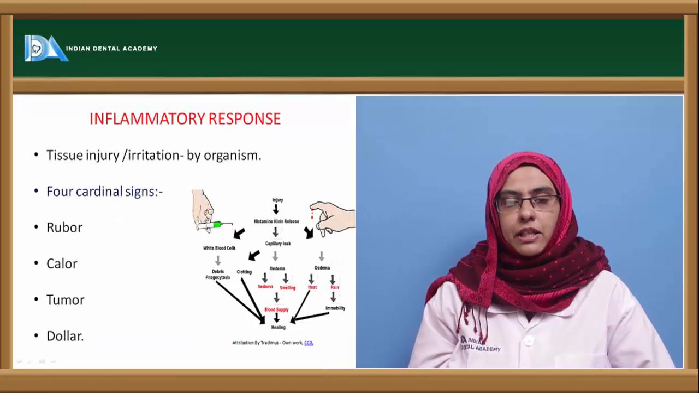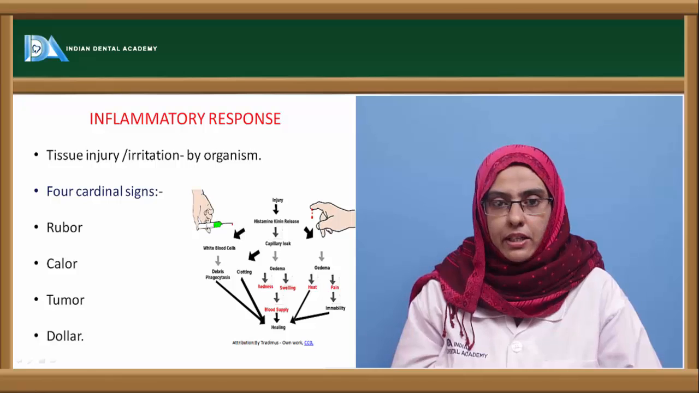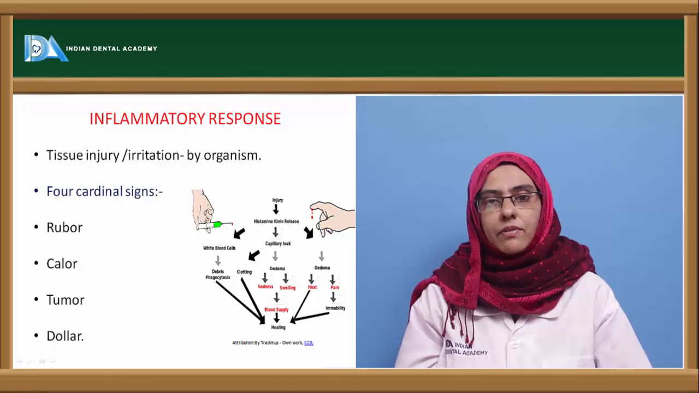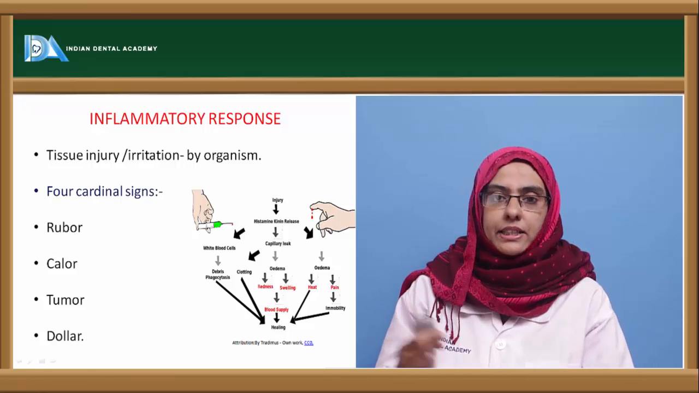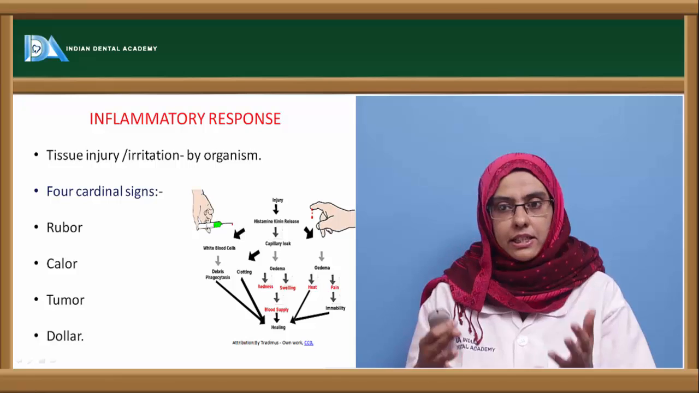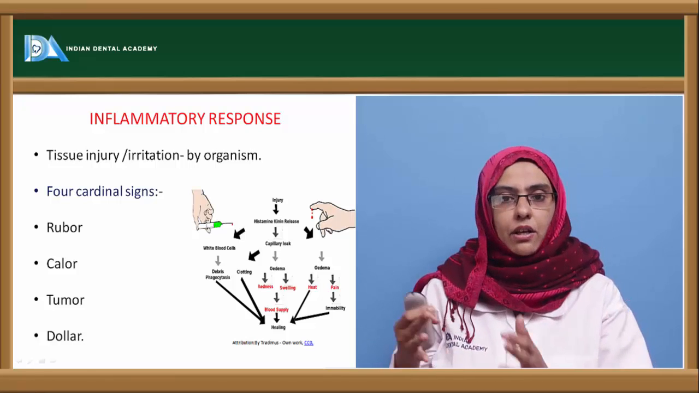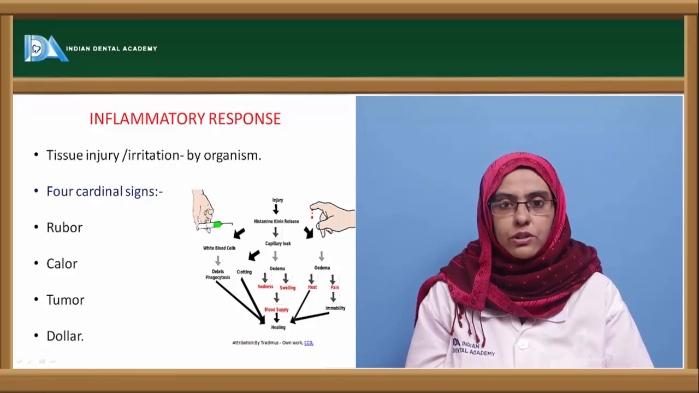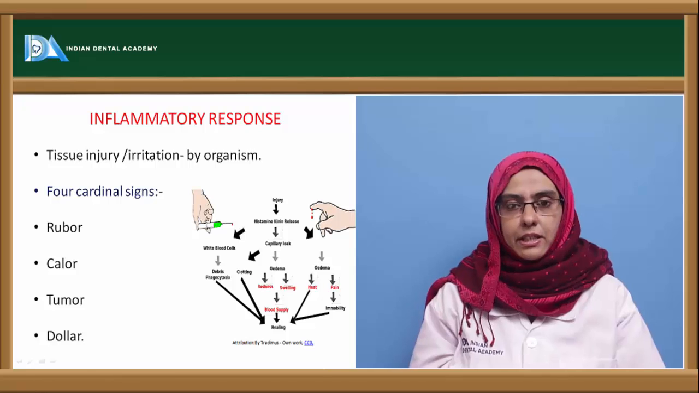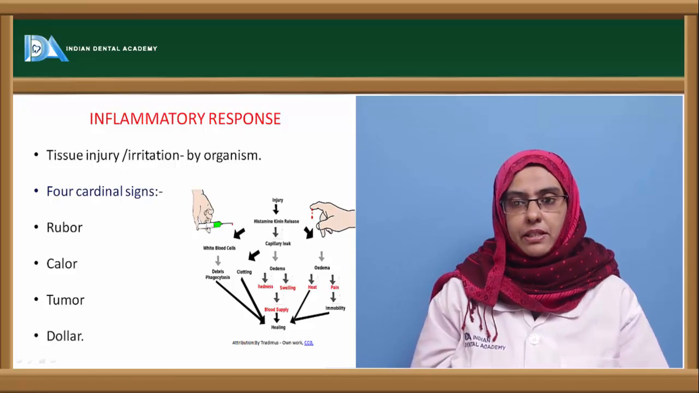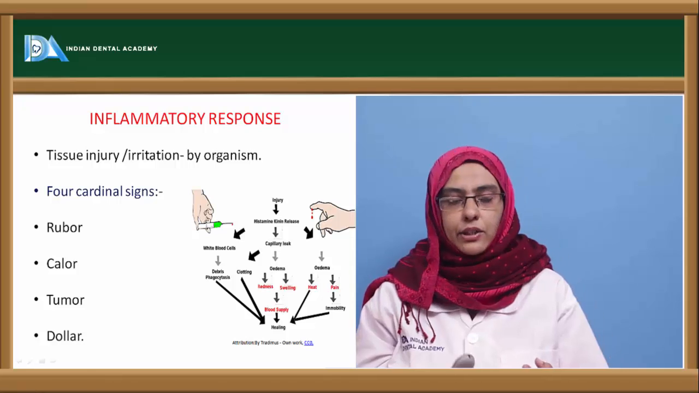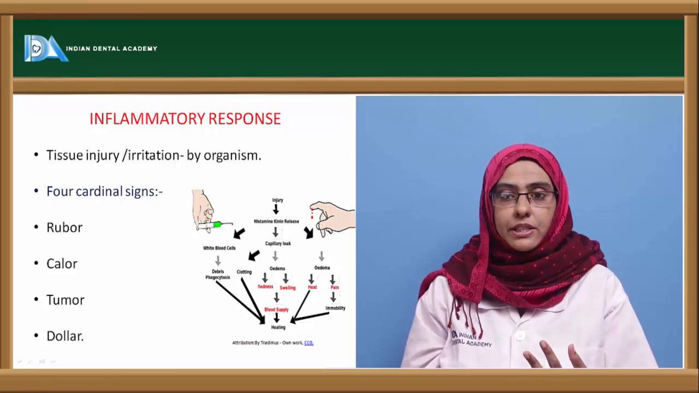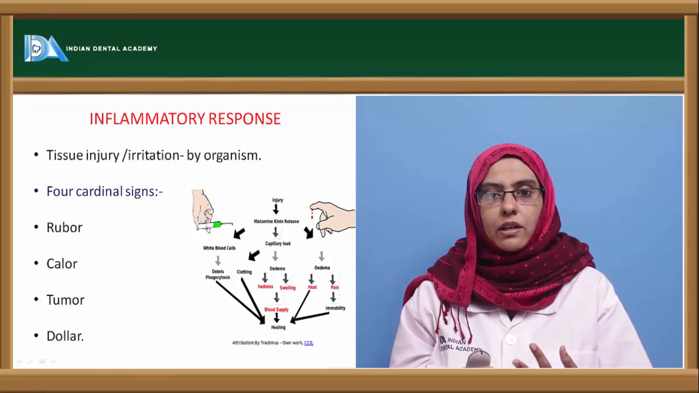The next type of barrier is the inflammatory response. It is the most important type of barrier, which helps to eliminate the organism from the body by a series of reactions that take place after a tissue injury, irritation, or a wound caused by pricking or inoculation of the organism into the human host. This is called the inflammatory response. There are 4 cardinal signs of inflammatory response, called rubor, calor, tumor and dolor. Rubor is redness or erythema, calor is increase in temperature, tumor is edema, and dolor is pain.